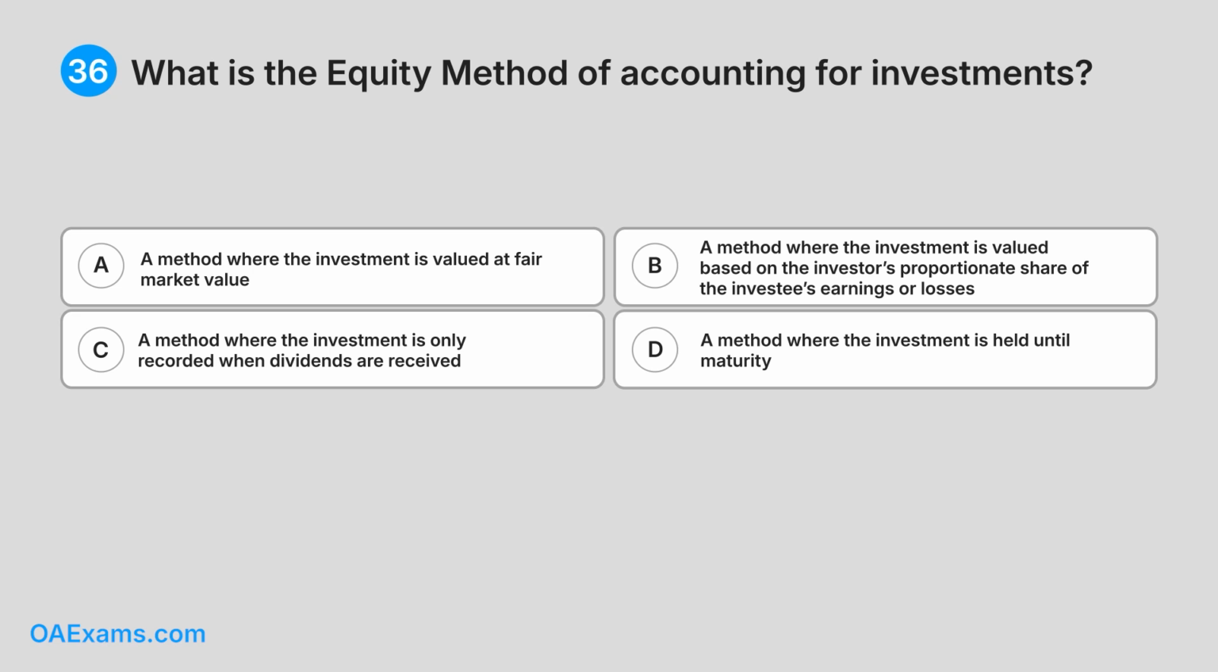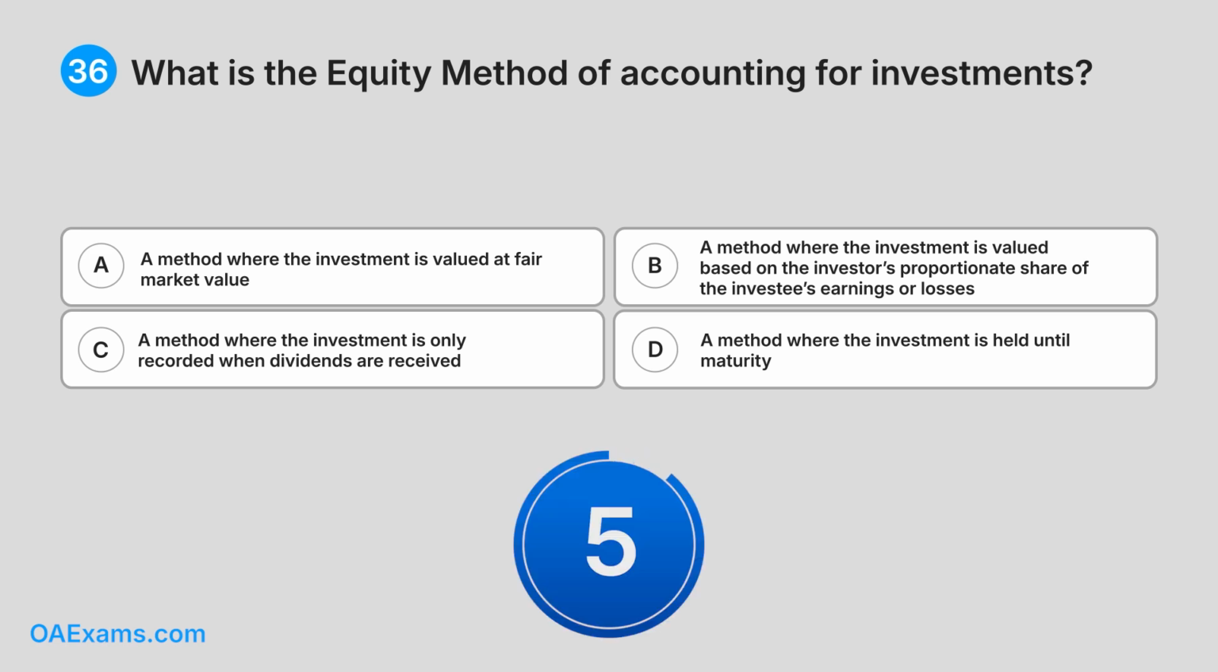36. What is the equity method of accounting for investments? A. A method where the investment is valued at fair market value. B. A method where the investment is valued based on the investor's proportionate share of the investee's earnings or losses. C. A method where the investment is only recorded when dividends are received. D. A method where the investment is held until maturity. Can you guess the answer?